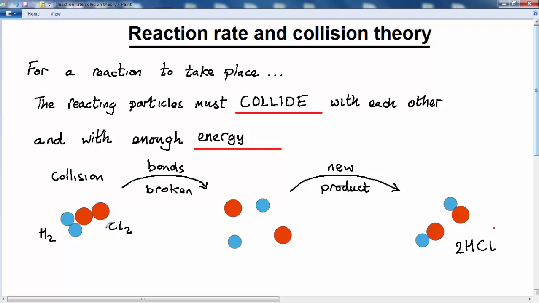So this will not take place unless there is a collision, and that collision needs to have sufficient energy to break the bonds in the hydrogen and chlorine molecule. This energy is known as the activation energy, so we'll look at that in a minute. So bearing in mind that a reaction requires a collision, and a collision with sufficient energy, what factors will affect the rate at which a reaction takes place?